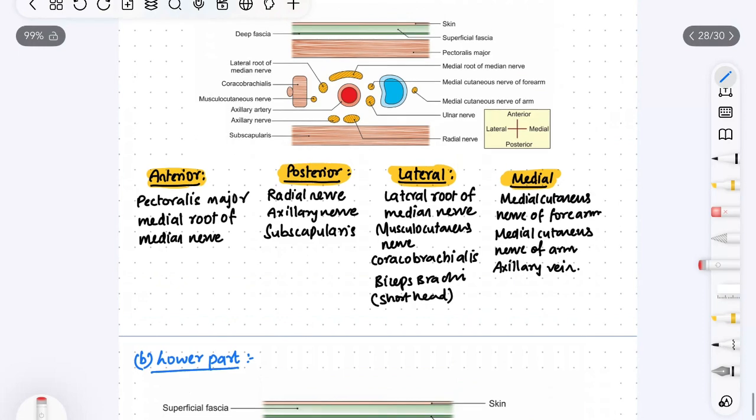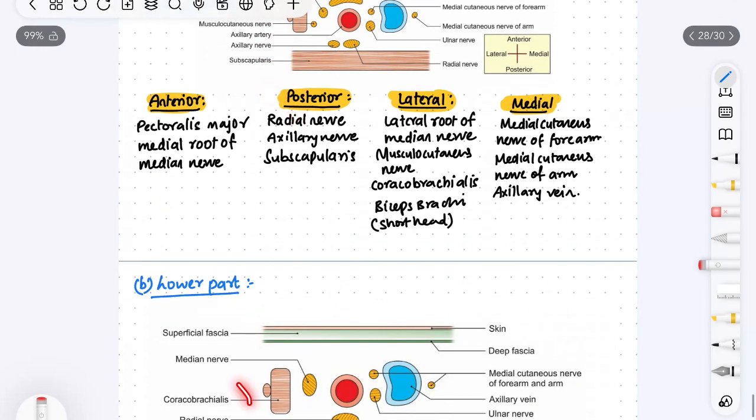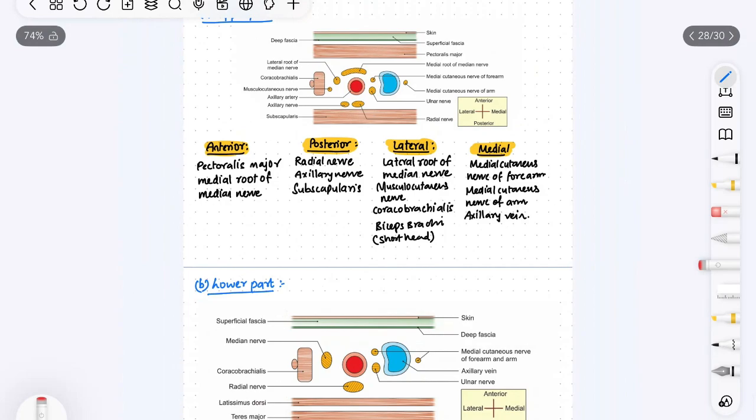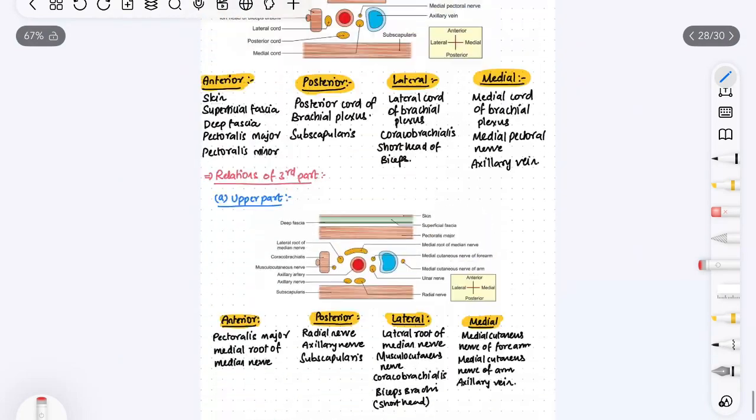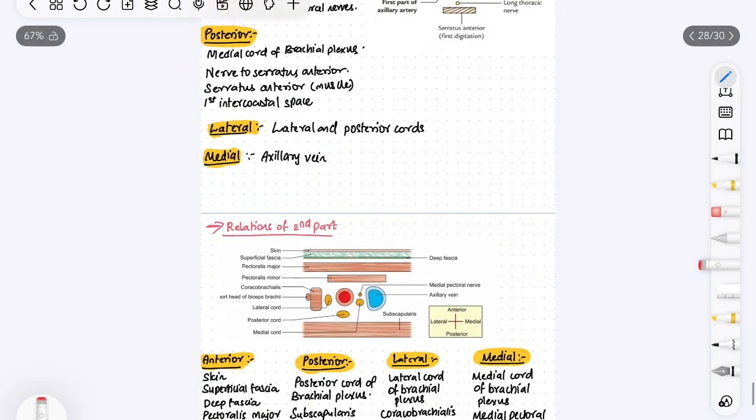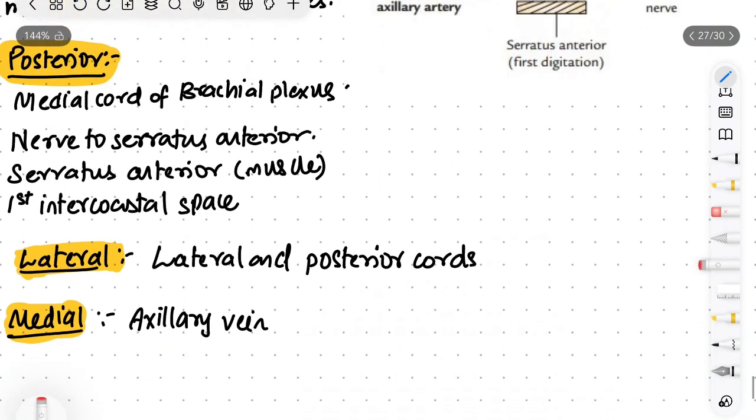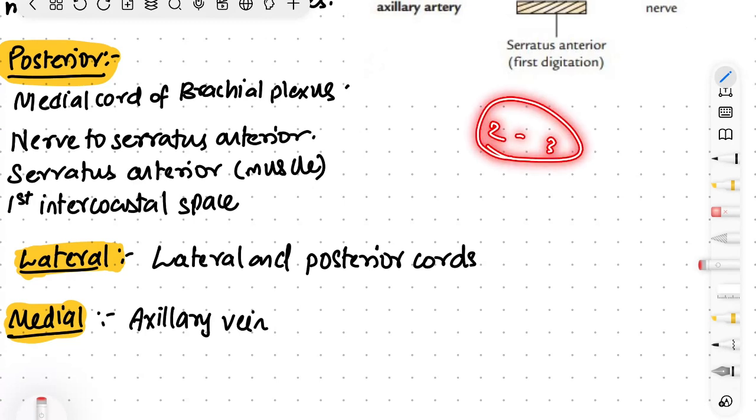See, the relations of the upper part and lower part are somewhat similar, so it is also somewhat easy. All I want you to do is just practice these diagrams and these relations 2 to 3 times. It will be registered in your mind clearly.